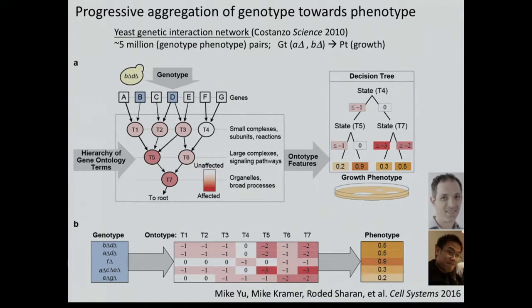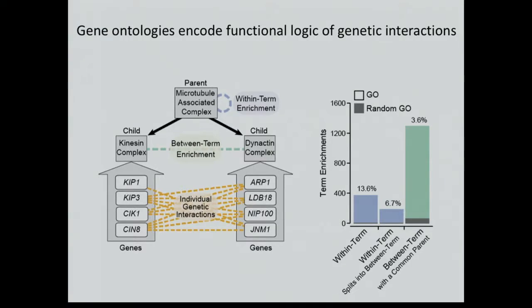After ontotype, it's complete machine learning. Now, why should this work? Let me show you a very different view of the same phenomenon. If one takes these genetic interactions, that is to say pairs of yeast genes that when disrupted lead to a slow growth phenotype, one sees striking similarity or correspondence to the GO or data-driven ontologies.